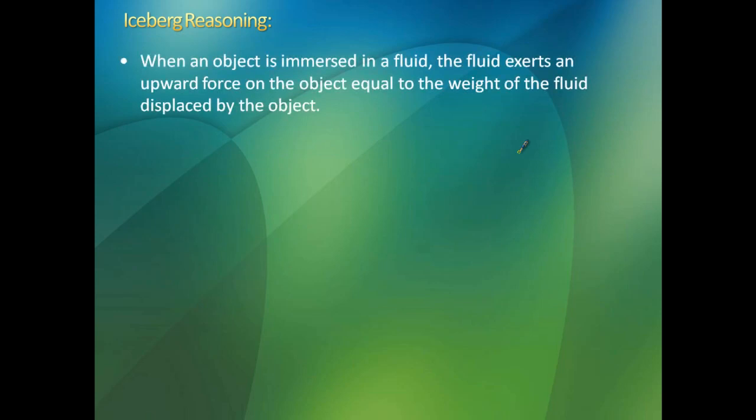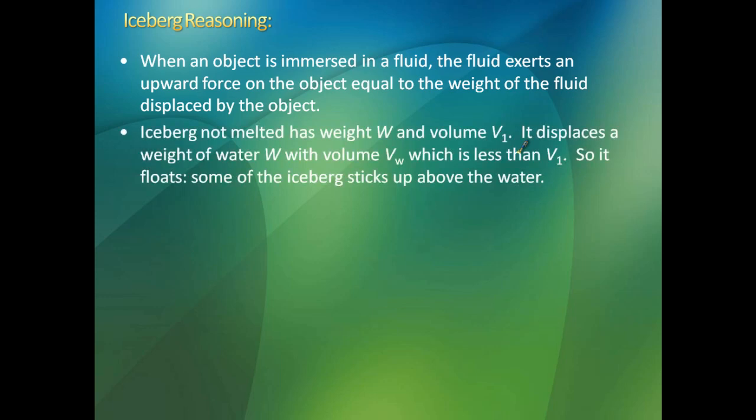So here's the reasoning behind that. When an object is immersed in a fluid, the fluid exerts an upward force on the object equal to the weight of the fluid displaced by the object. So an iceberg not melted has weight W and volume V1. It displaces a weight of water with a volume of VW, which is less than V1. So it floats. So some of the iceberg sticks up above the water. So VW is actually less than V1.